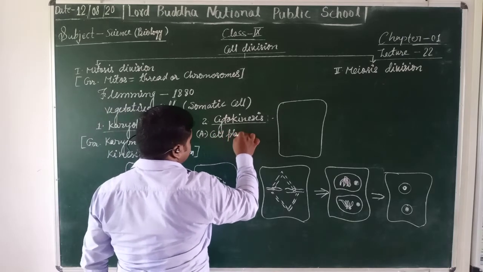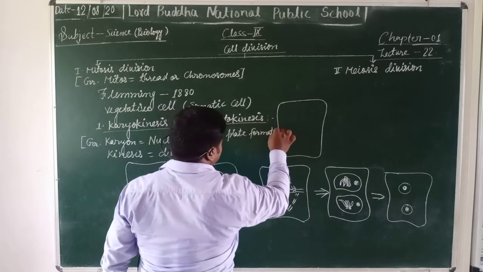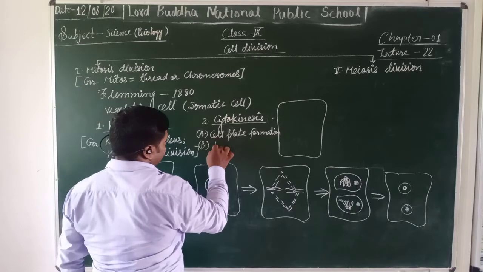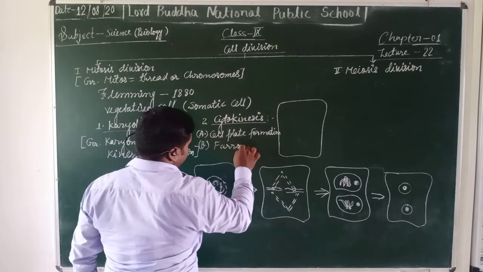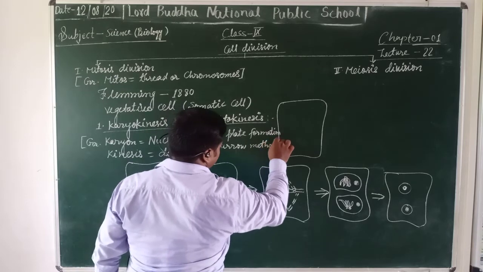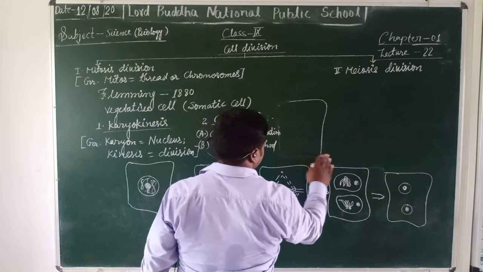Cell plate formation. Whereas in animals, it takes place by the furrow method. First, we take the example of the furrow method.